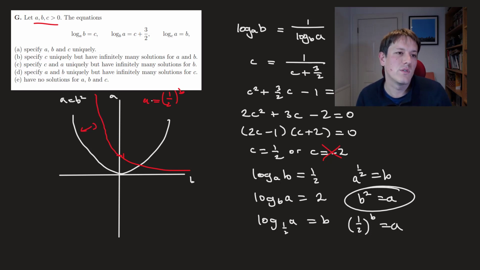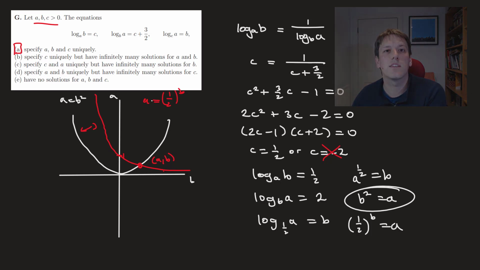So we do see here that there will be just one point where these two intersect. There'll be a pair of values a and b that will be uniquely specified by these equations. So the answer here is A, that the three simultaneous equations here do specify a, b and c uniquely.